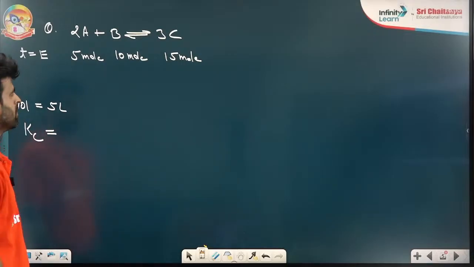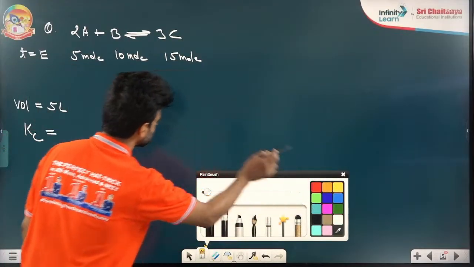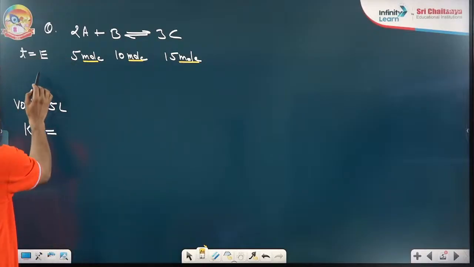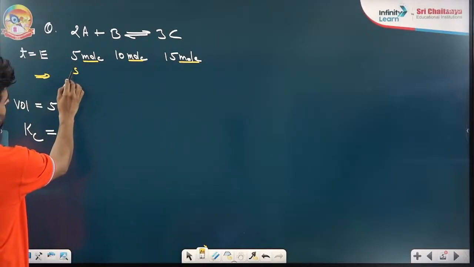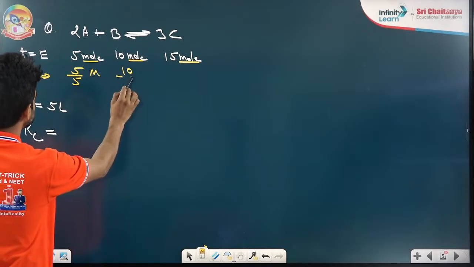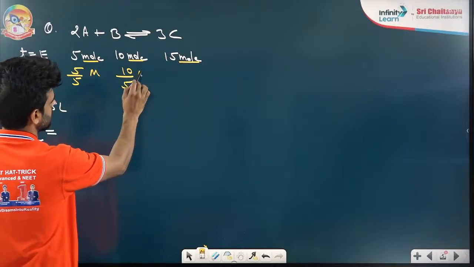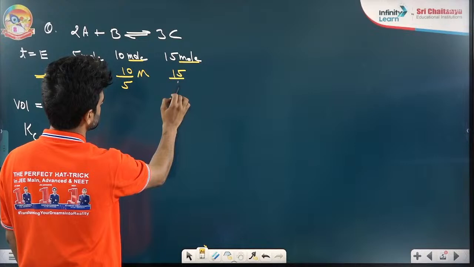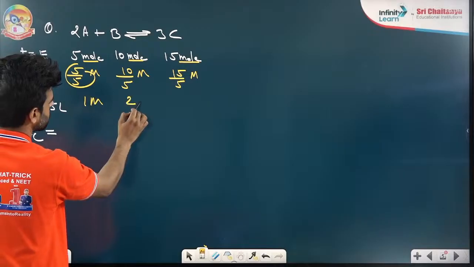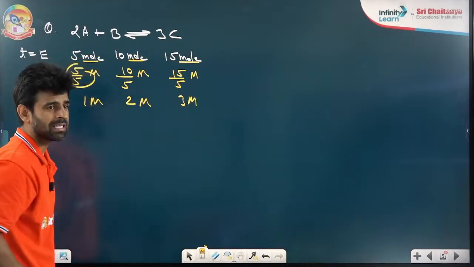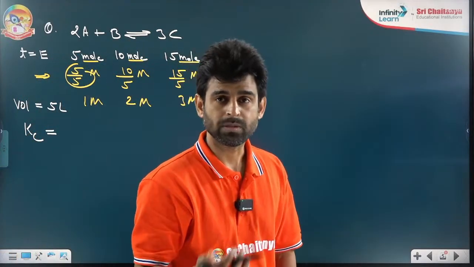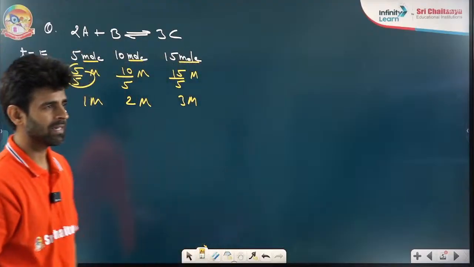Tell me what's coming. These are the moles, be careful. Moles given, so if I divide by 5, I can say it is 1 molar. 10 mole divided by 5, so 2 molar. And here 15 by 5, so you can say 3 molar. So here 1 molar, 2 molar, 3 molar. My main concern is that if they give you the moles, don't forget to make it concentration by dividing by the volume.